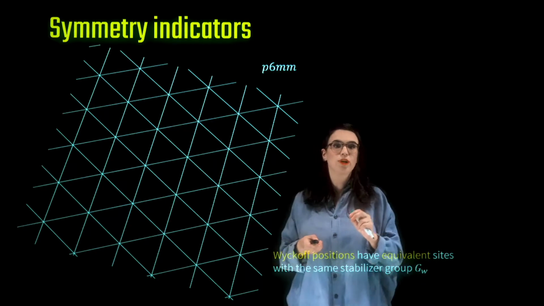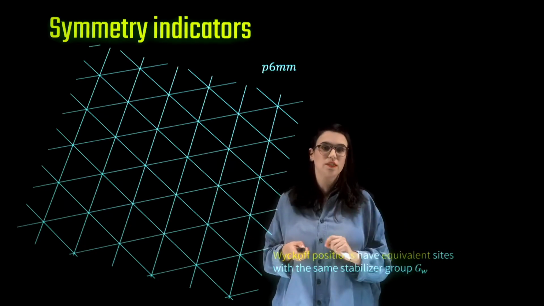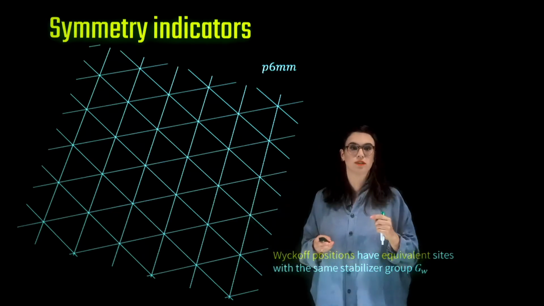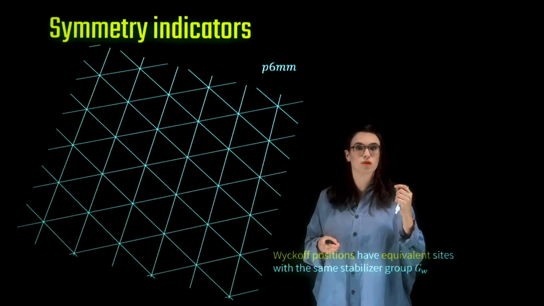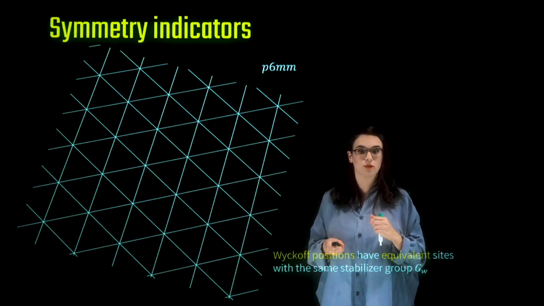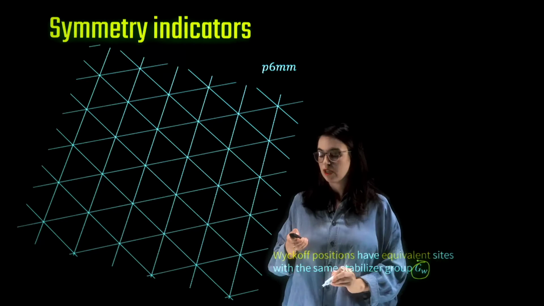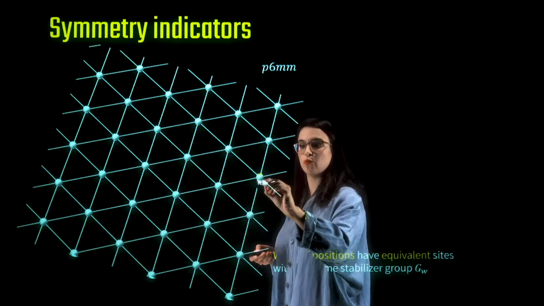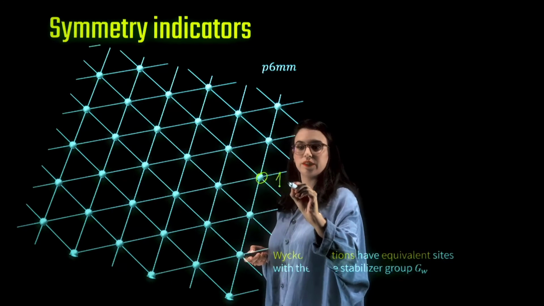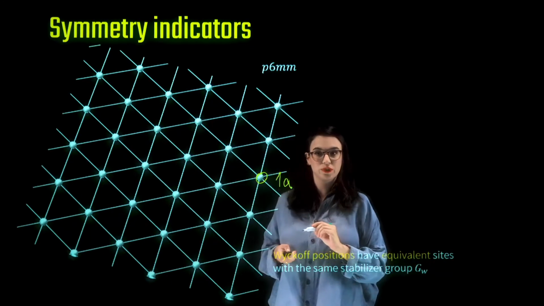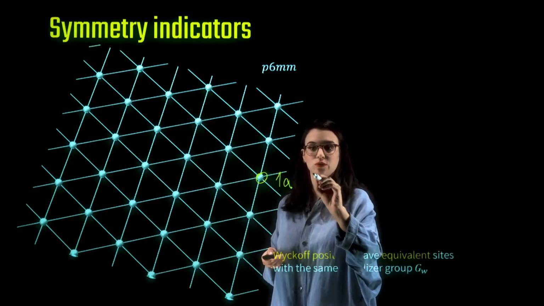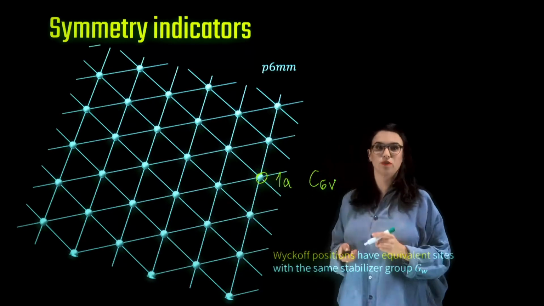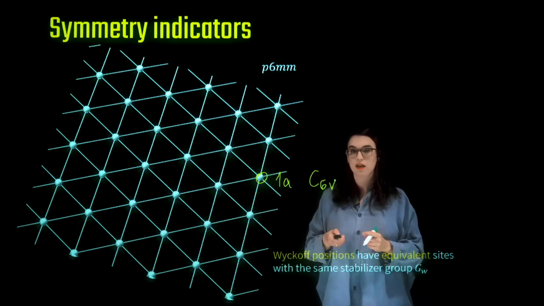The important thing about Wyckoff positions is that every single site in the position is exactly equivalent, and that means they have the same local symmetric environment and the same local site symmetry group, or stabilizer group G_W. So some examples of this are the triangular lattice, where we put one single site per unit cell. This is called the Wyckoff position 1a. It has the point group symmetry of C6v. That means it has all of the point symmetries of the Bravais lattice.